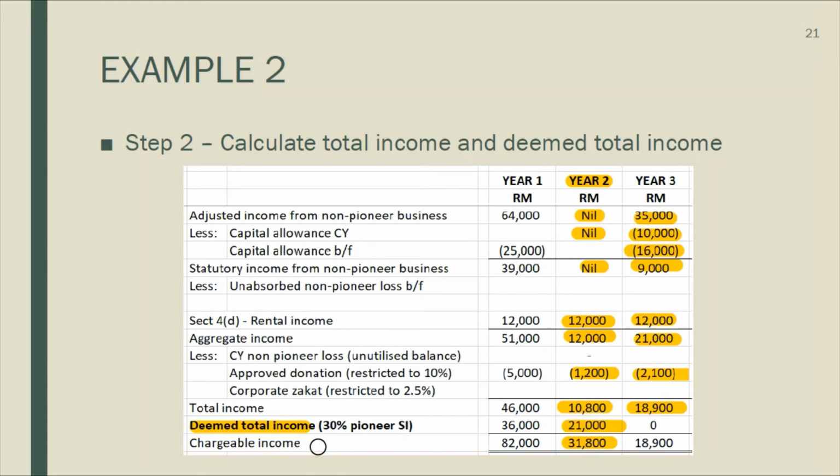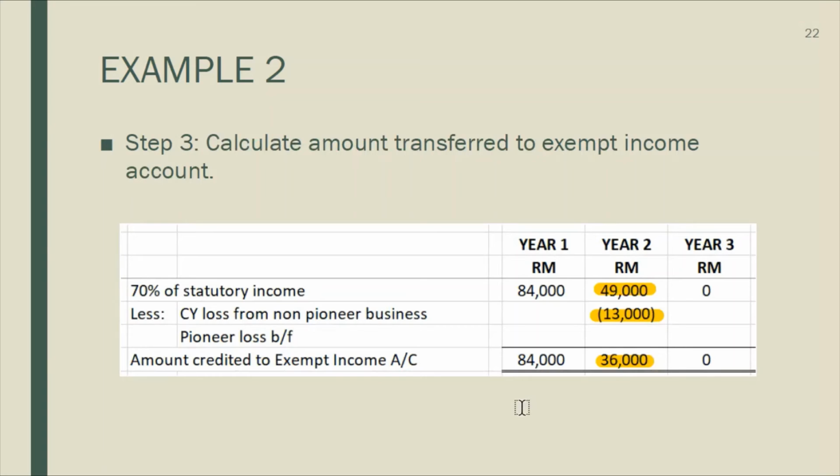Deemed total income is 30% of statutory income, but because statutory income is 0, deemed total income is 0. Okay, so chargeable income is 18,900. For step 3, 70% is 0, okay, and so you don't have anything to deduct. So amount credited to exempt income account is 0. Okay, that's for year 3.